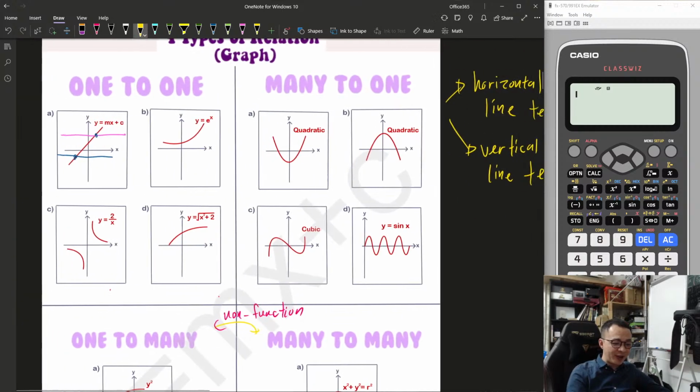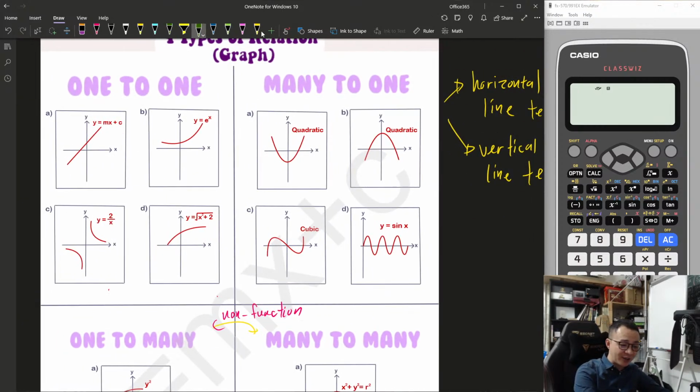Over here, if I do the horizontal line test, you can see no matter how many horizontal lines I draw, I will only touch 1 point. If I do the vertical line test, you can see I also touch 1 point of my graph. Right now, you should focus on the red line. That means I only touch 1 point.